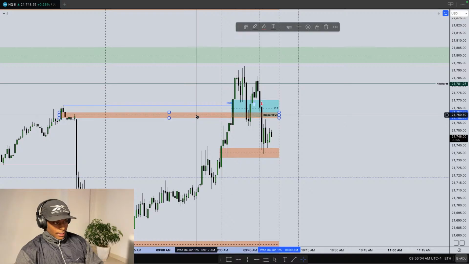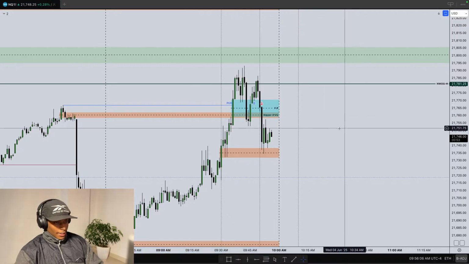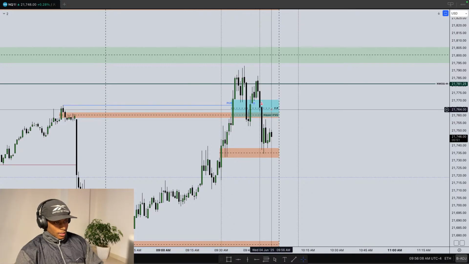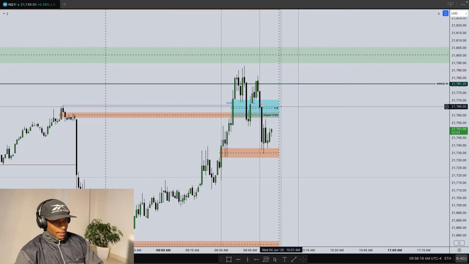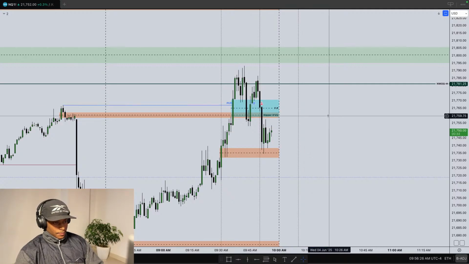So we really don't need the Reaper right now. Why? The first presentation by itself has now become our Reaper inversion. That is now our Reaper and also our first presentation. What does that mean? The first presentation is much stronger now. It's a much stronger PD array than just a first presentation fair value gap.